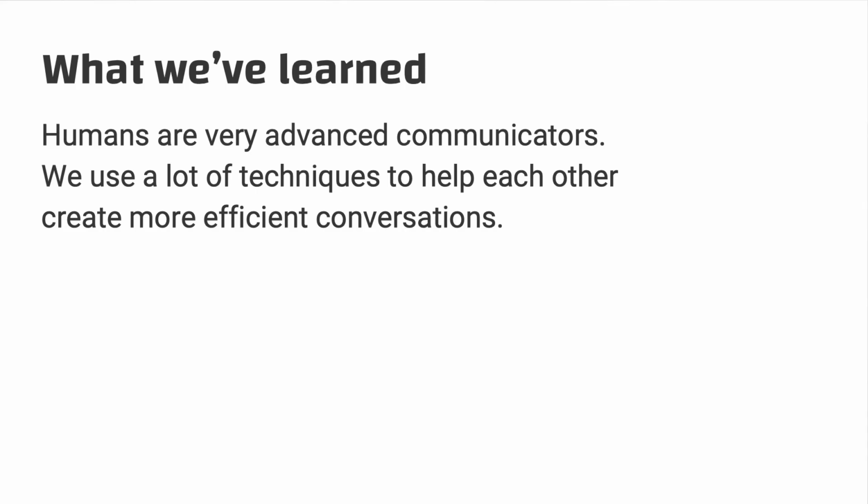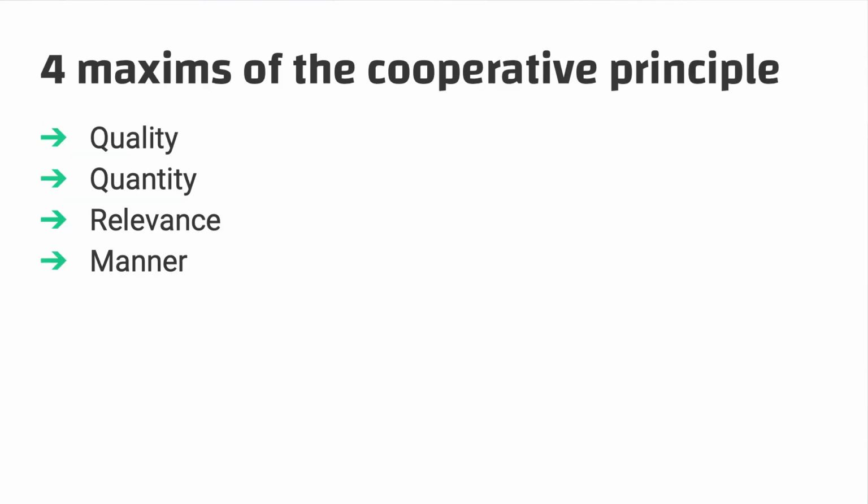So what have we learned in this class? Well, humans are very advanced communicators, and we use a lot of techniques to help each other create more efficient conversations. There are 4 maxims: quality, quantity, relevance, and manner. And what we need to do is we need to understand how advanced humans are in communication. We want to deconstruct natural conversations and break them down so we can understand the underlying techniques and then apply them very effectively to our conversation design.